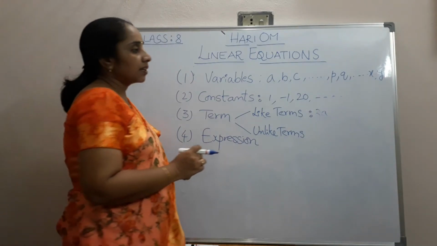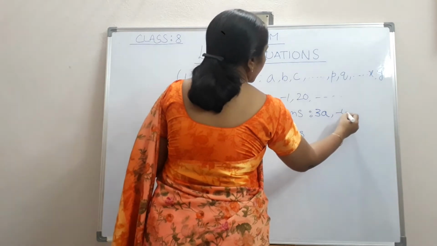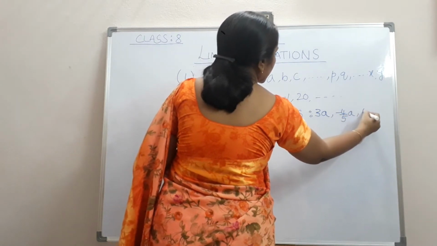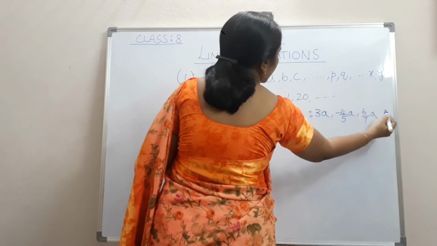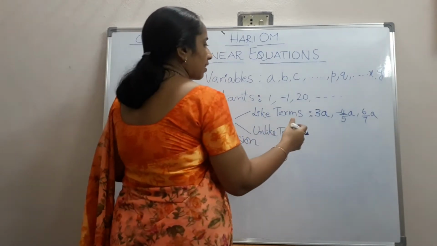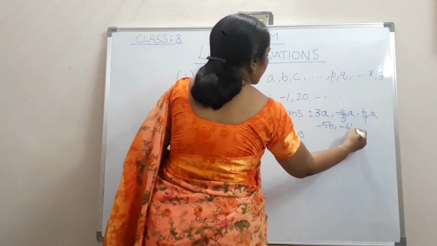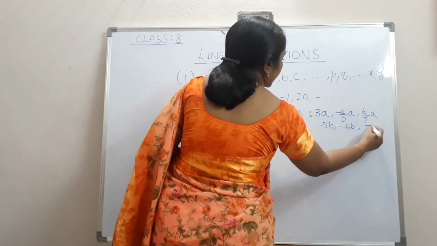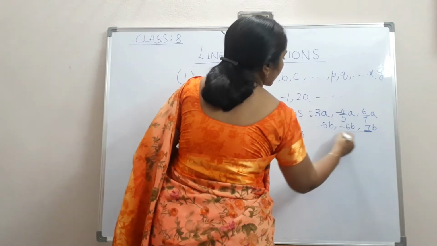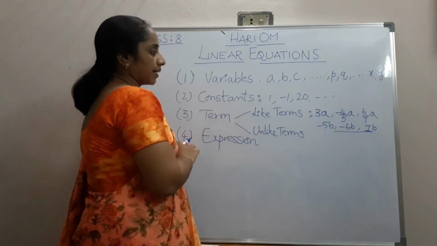In like terms, the variables are the same, that is 3a, minus 4 by 5a, 6 by 7a. So these all are one group of like terms. If I have taken minus 5b, minus 6b, 7b, these all are one group. So if the variables are the same, we call them like terms.